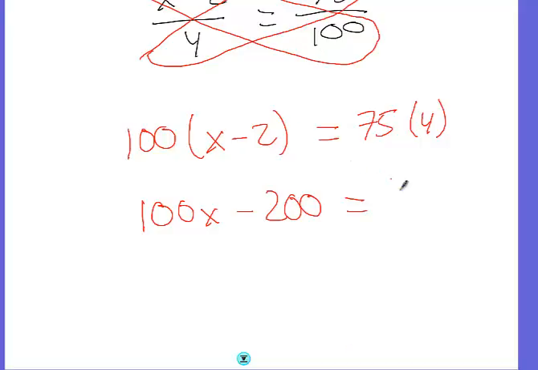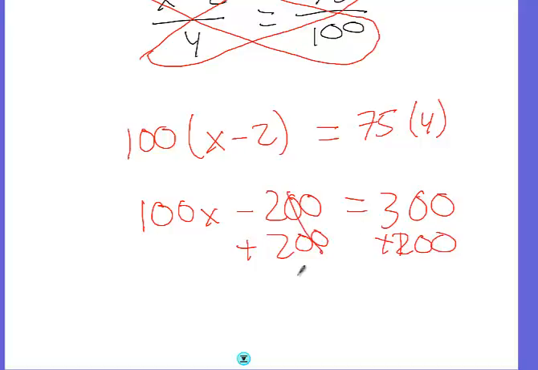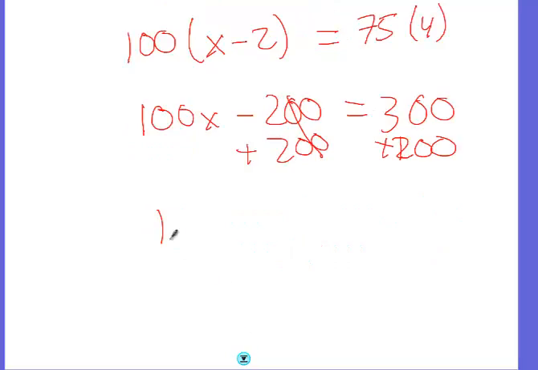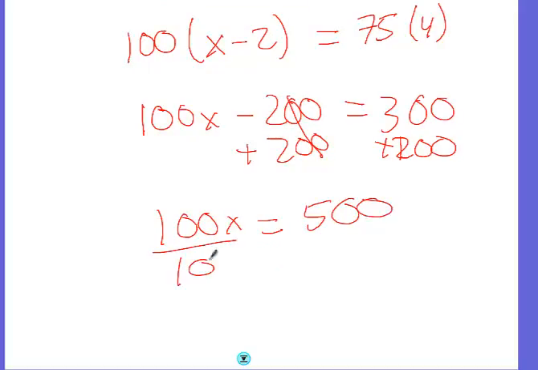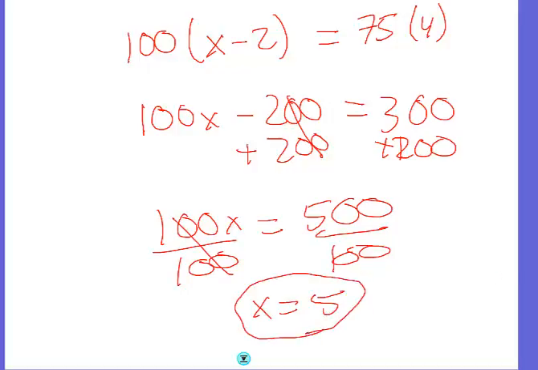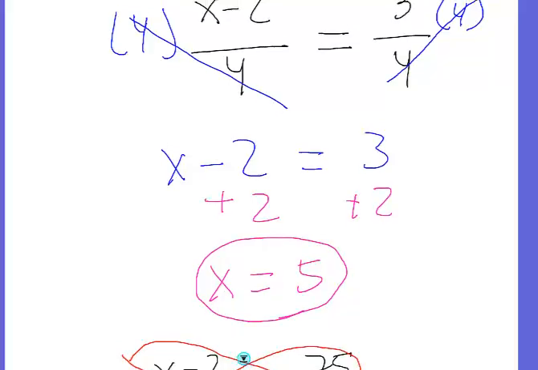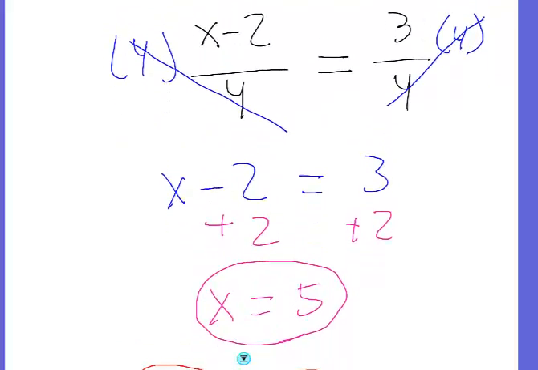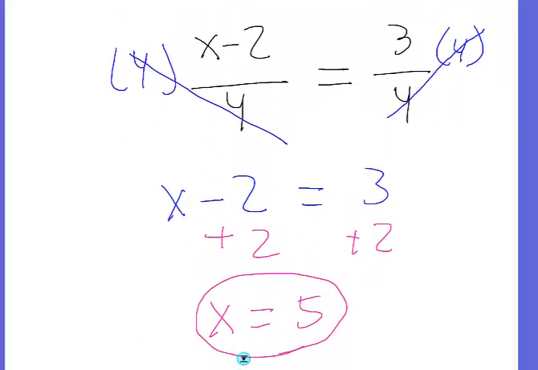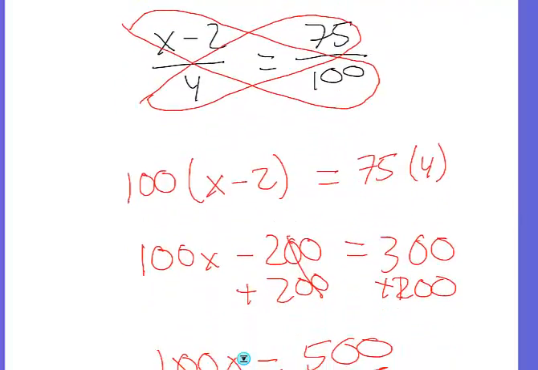All right, 300. Now to solve for x, we just have to add 200, since we want to get the 100x by itself. And you get 100x equals 500. Divide both sides by 100. And you get x equals 5. If you look back up, it's the same thing we got here. I think this way of solving the proportion is easier than solving it the other way.